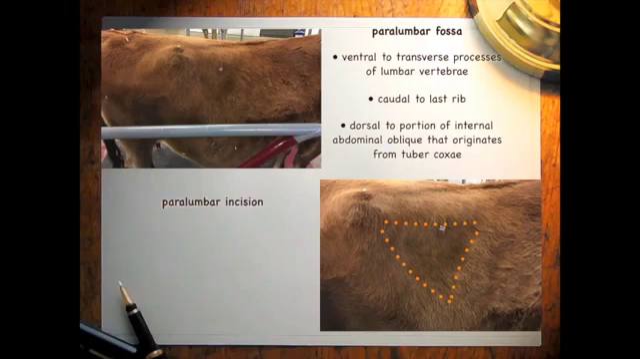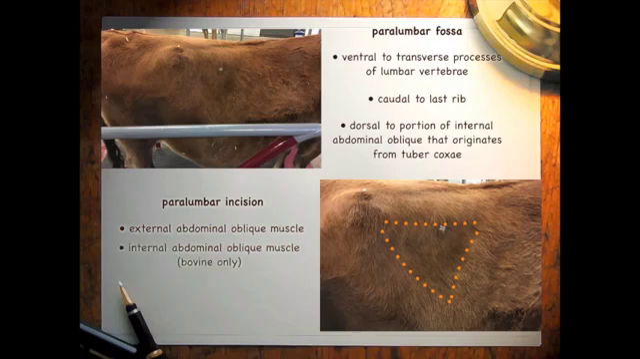So when we make a paralumbar incision, we're going to see the external abdominal oblique muscle and the internal abdominal oblique muscle. Remember, in the equine, that generally does not come off the lumbar region, only comes off the tuber coxae, so we will not see that in the equine. We have seen in some of these ponies some muscle up in that region, so there is some variation. But in general, we will not consider it within the paralumbar fossa.